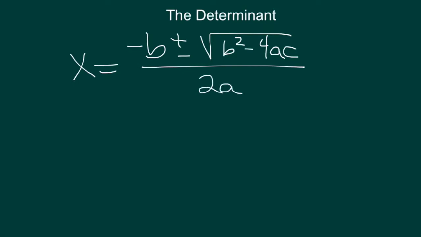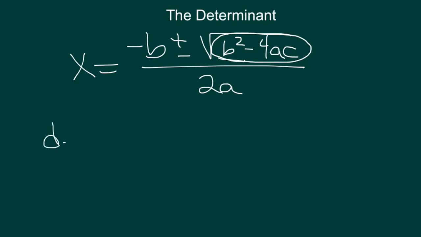So, the determinant comes from the quadratic formula, and all it is is this part of it right here. Just the b squared minus 4ac. And you're going to see that that's going to tell us a lot about what happens in a quadratic function.